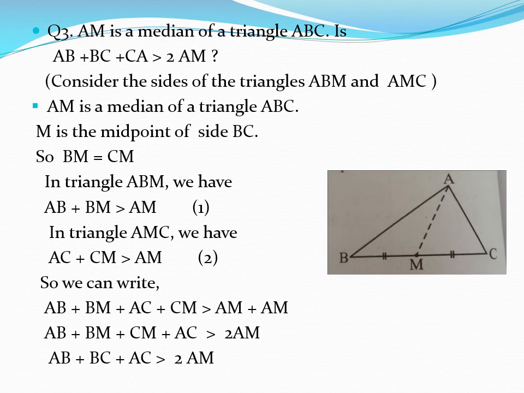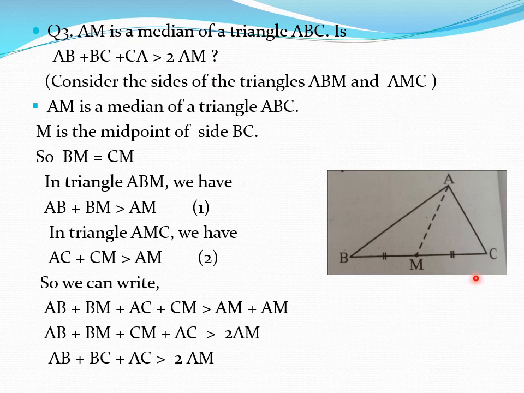Question number 3. AM is a median of a triangle ABC. Is AB plus BC plus CA greater than 2AM? Okay, so consider the sides of the triangles ABM and AMC. This clue is given in the question. So we have to prove that AB plus BC plus CA is greater than 2AM.